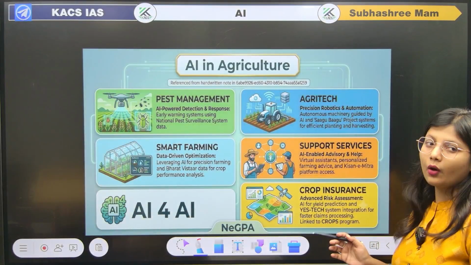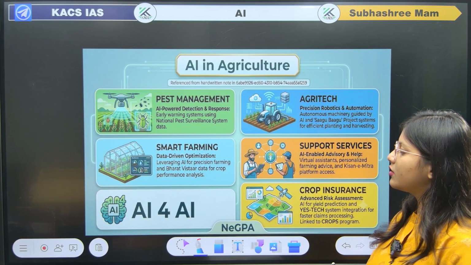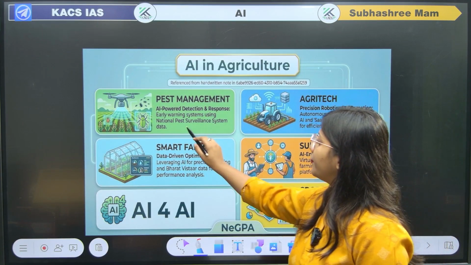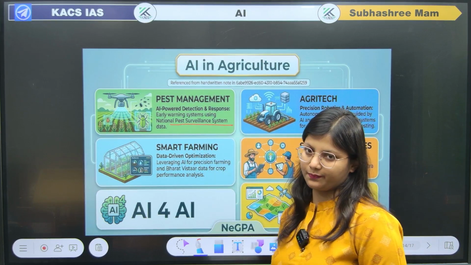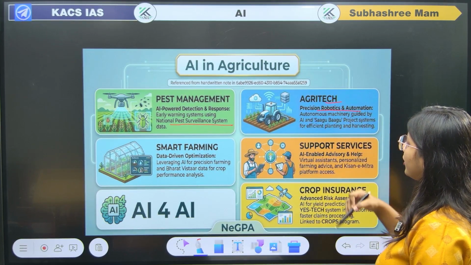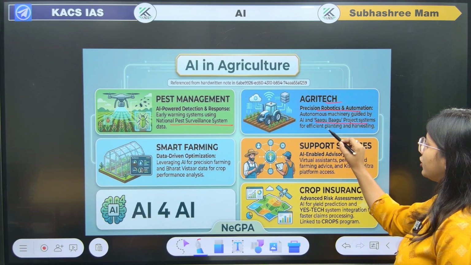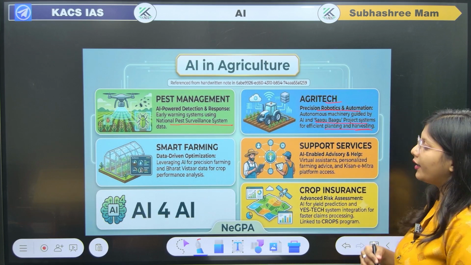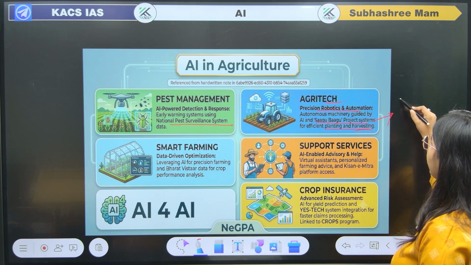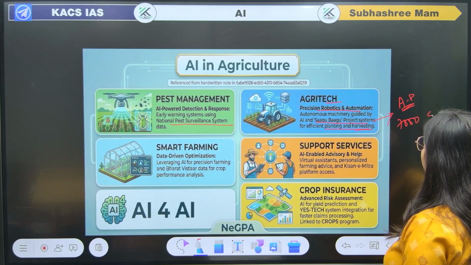Now if we see how AI helps in the agriculture sector, through pest management, that is an early warning system using the National Pest Surveillance System. Okay, this has been introduced in agri-tech or precision robotics and automation. The Sagu Bagu project is being carried out for efficient planting and harvesting. It has mainly been done in Andhra Pradesh, where 7,000 saplings of chili were planted.